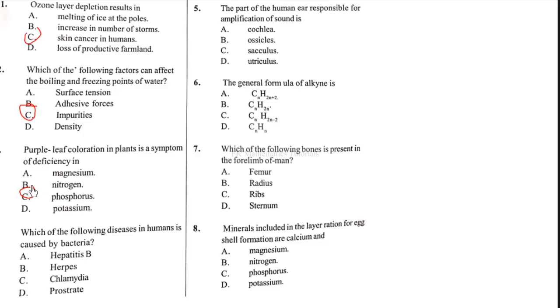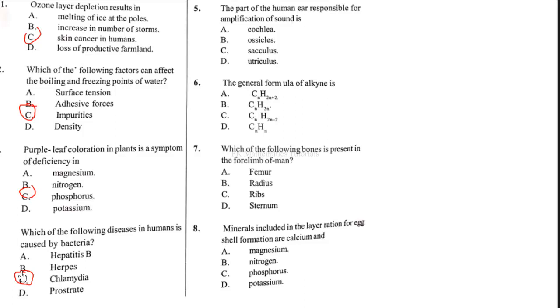Which of the following diseases in humans is caused by bacteria? Hepatitis B, herpes, chlamydia, prostate. Among these, chlamydia is the one that is caused by bacteria, because it is a sexually transmitted disease that is caused by bacteria. So the correct answer is C.